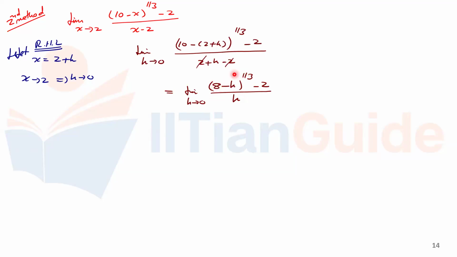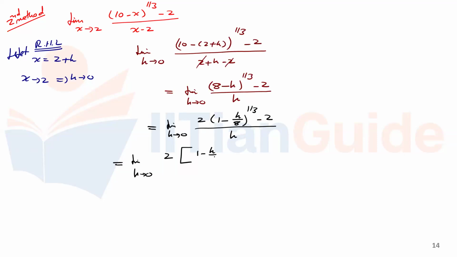8 power 1 by 3 will become 2. So I'm writing limits h tending to 0. I have taken 8 common, 8 power 1 by 3 has become 2. And in the bracket, I will get (1 minus h by 8) whole power 1 by 3 minus 2, everything divided by h. Now, I will take 2 common from the whole numerator. I am left with what? 2 into (1 minus h by 8) whole power 1 by 3 minus 1, divided by h.